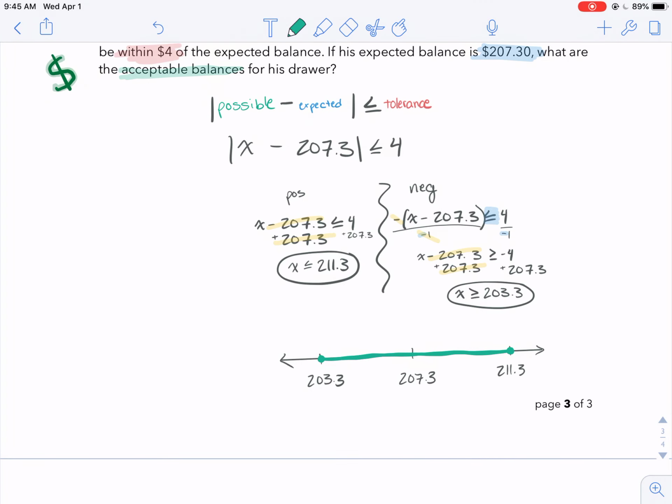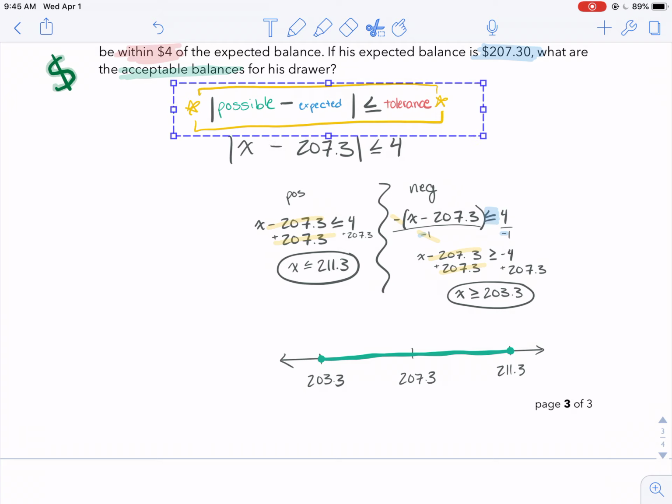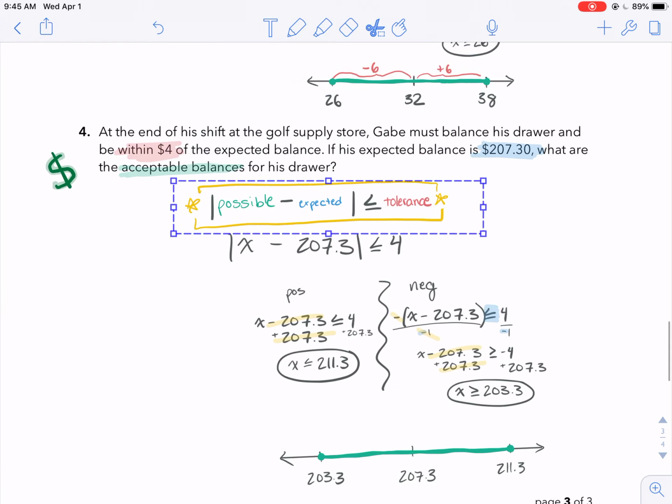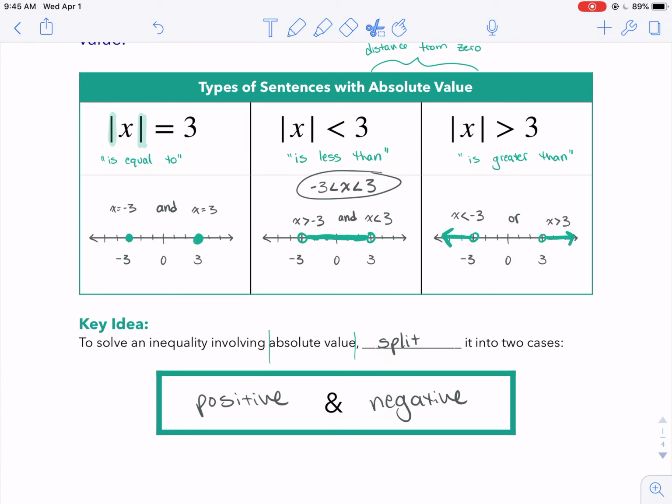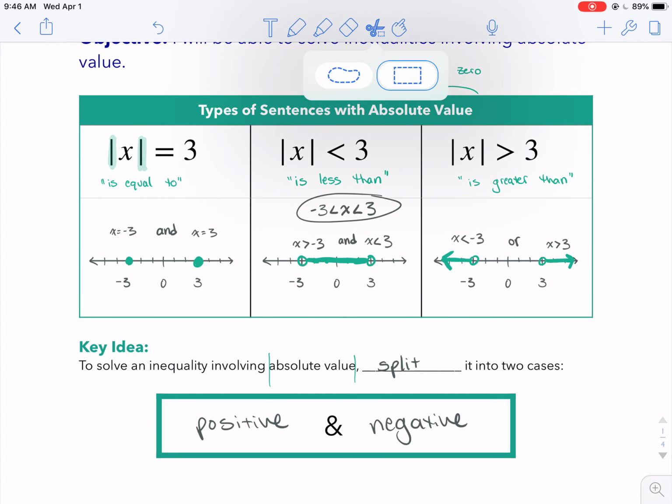So again, we start out with this formula right here. We take what we're looking for, our possibilities. To find our possibilities, we're going to subtract what we expect, take the absolute value of that difference, and set it less than or equal to our tolerance. We did that up here too. All because when we deal with absolute value, we split it into positive and negative numbers, because you can have positive numbers within that distance and you can have negative numbers within that distance.